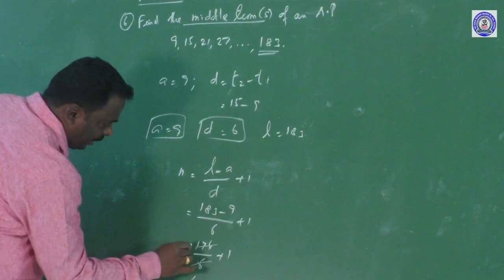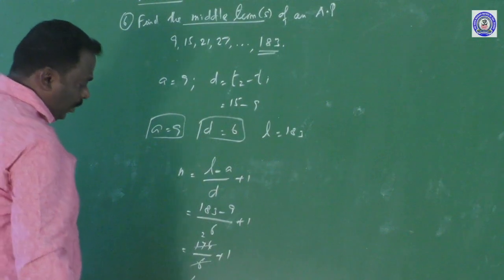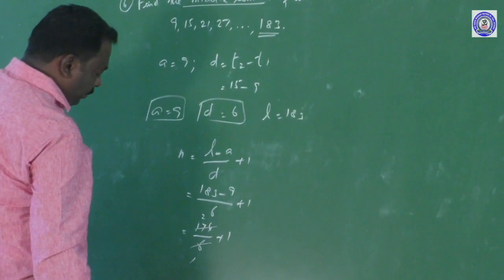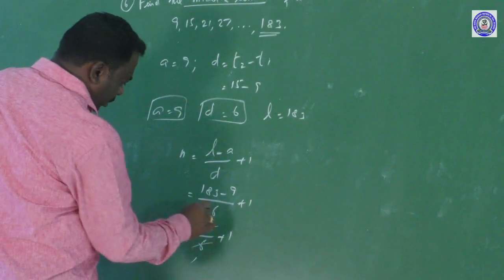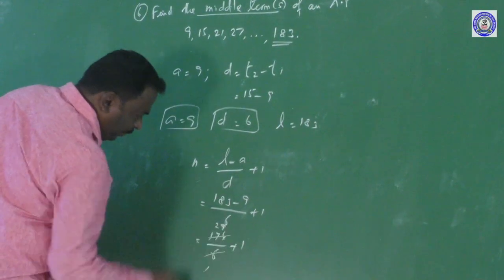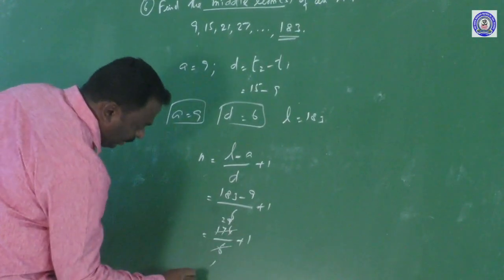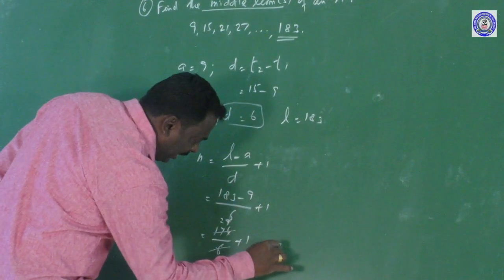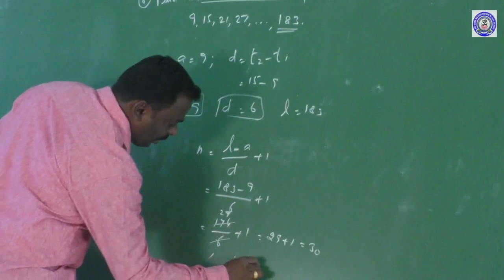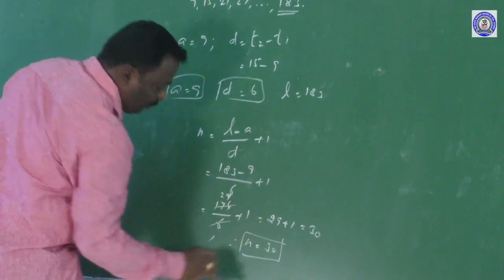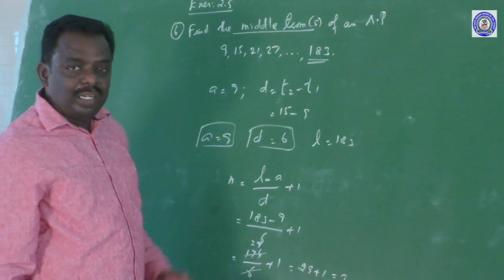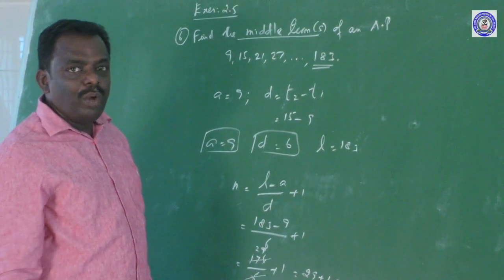Now 6 times 29 is 174, so 174 by 6 is 29. Therefore 29 plus 1 is equal to 30. Therefore the number of terms is equal to 30. There are 30 terms in the AP. Now we want to find the middle terms.